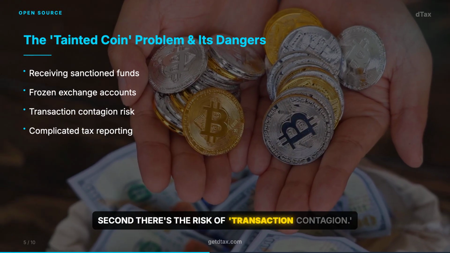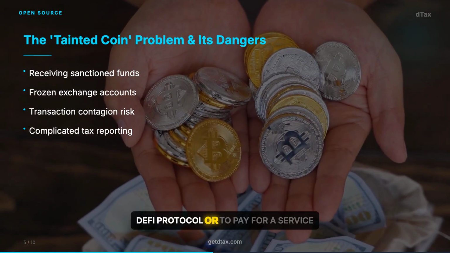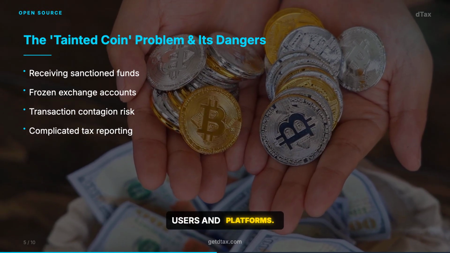Second, there's the risk of transaction contagion. If you use those tainted funds in a DeFi protocol or to pay for a service, you risk spreading that compliance risk to other users and platforms.